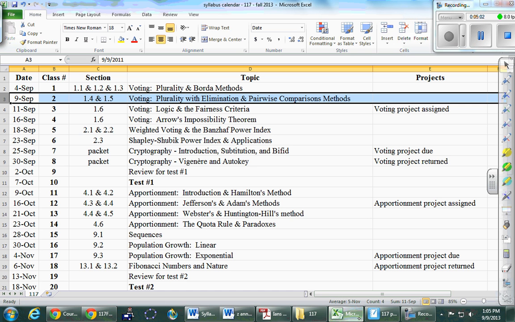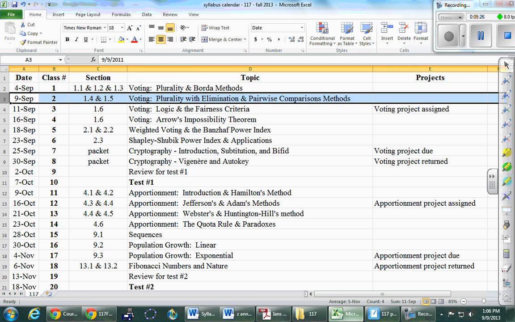Okay. Last thing before we jump to the packet is our calendar. We'll look at this at the start of every class. Last class, we introduced voting, and we talked about two different ways to count the votes: something called plurality, where you only look at first place votes, and something called the Borda method, which involves calculating points based on first place votes, second place votes, etc. All right, that's what we did last time.